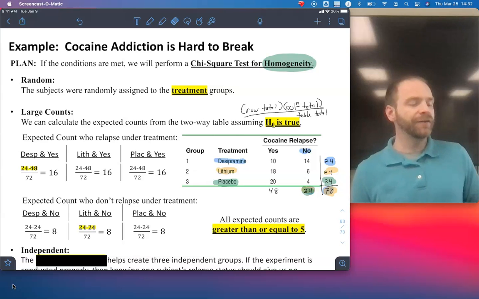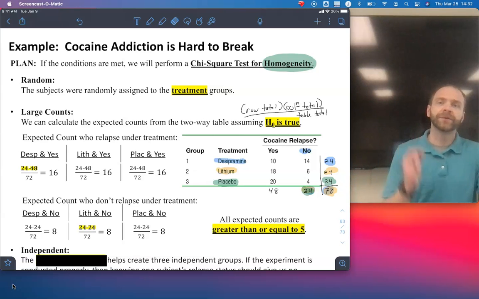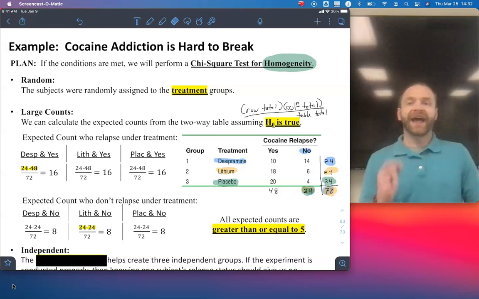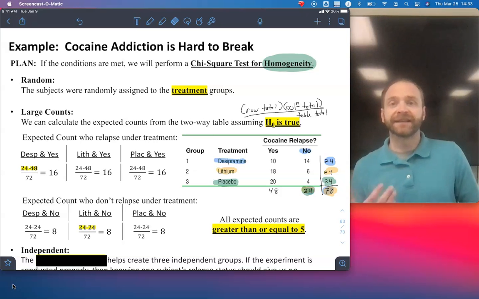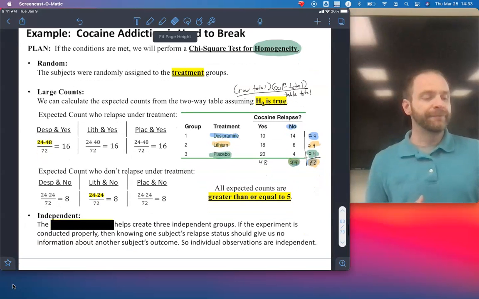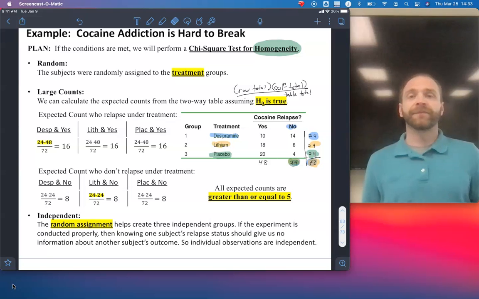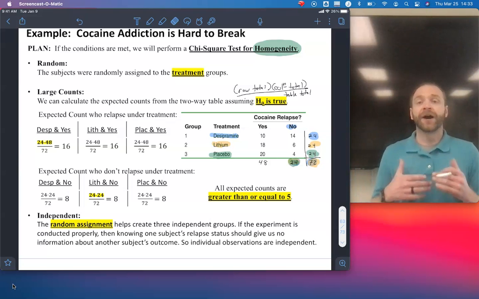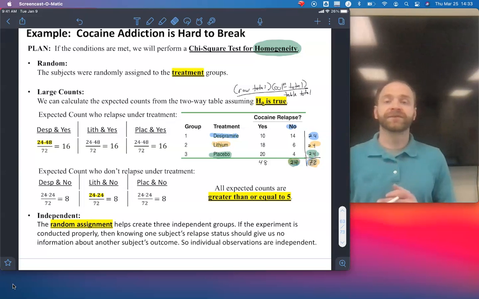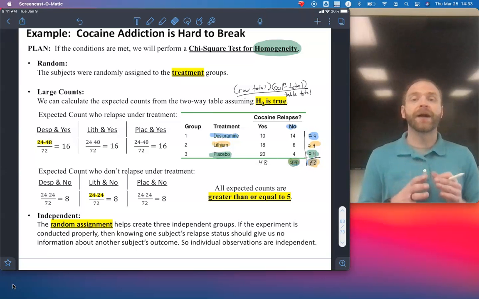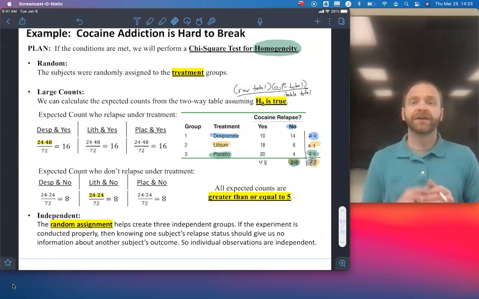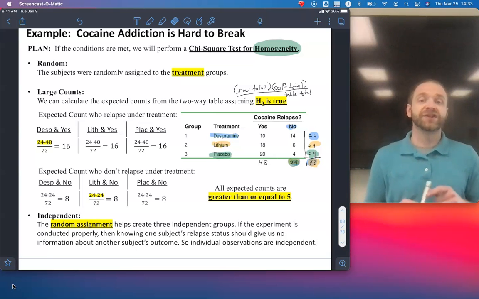Now what's nice is all of these expected counts are greater than or equal to 5. So I have my expected counts, all are greater than or equal to 5, so I can continue on with finding the chi-square statistic. Now independence. Remember, we're not dealing with the 10% condition because this is an experiment. Random assignment helped create 3 independent groups. And if this experiment is conducted properly, knowing one subject's relapse status should give us no information about another subject's outcome. So therefore, individual observations are independent.